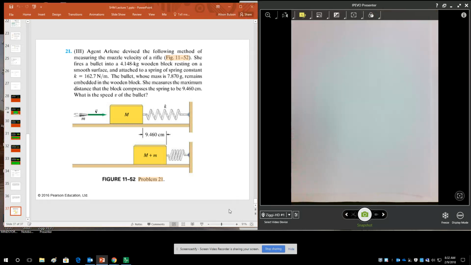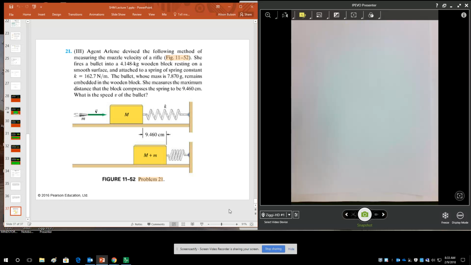Number 21: Agent Arlene devised the following method of measuring the muzzle velocity of a rifle. She fires a bullet into a 4.148 kilogram wooden block resting on a smooth surface and attached to a spring of spring constant k equals 162.7 newtons per meter. Of course she does. The bullet, whose mass is 7.870 grams, remains embedded in the wooden block. I sense a collision here. She measures the maximum distance that the block compresses the spring to be 9.460 centimeters. What was the incident speed of the bullet?